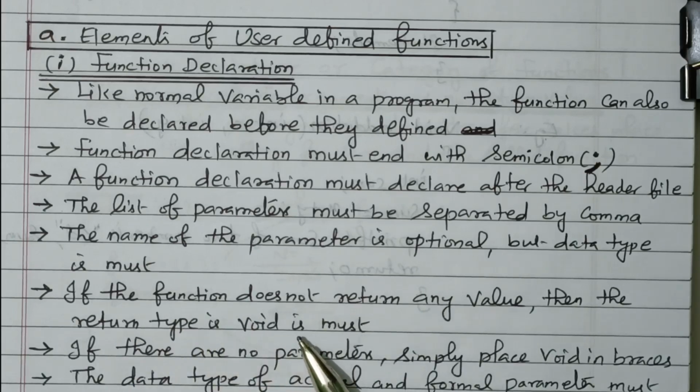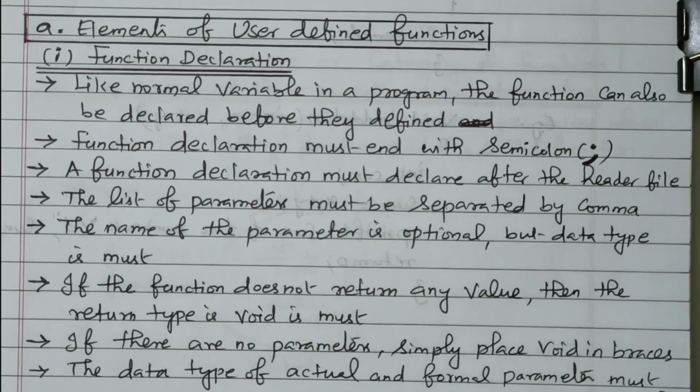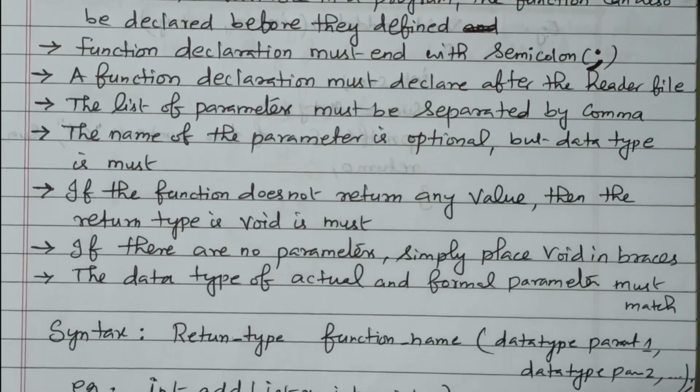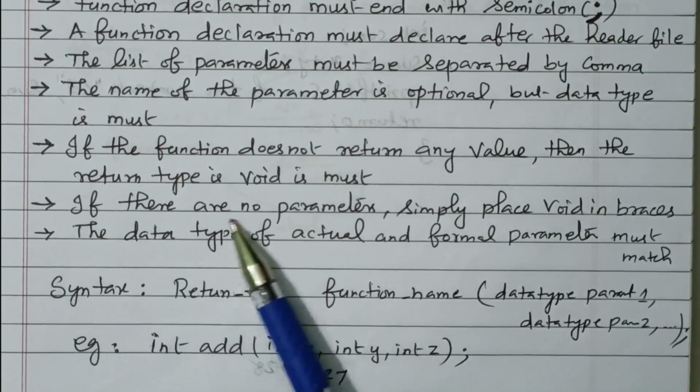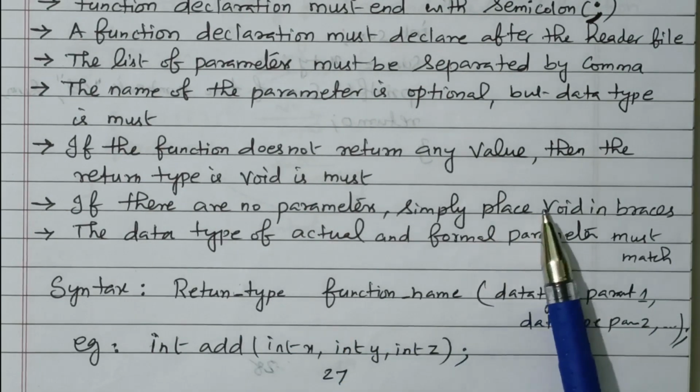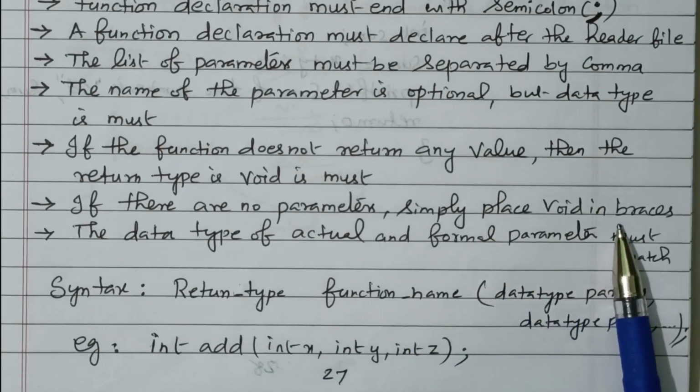If the function does not return any value, it is void. That is why we use void main: the main program does not return any value. Similarly, if a function is not returning any value, we need to specify the word void. If there are no parameters available, simply place void in the braces.